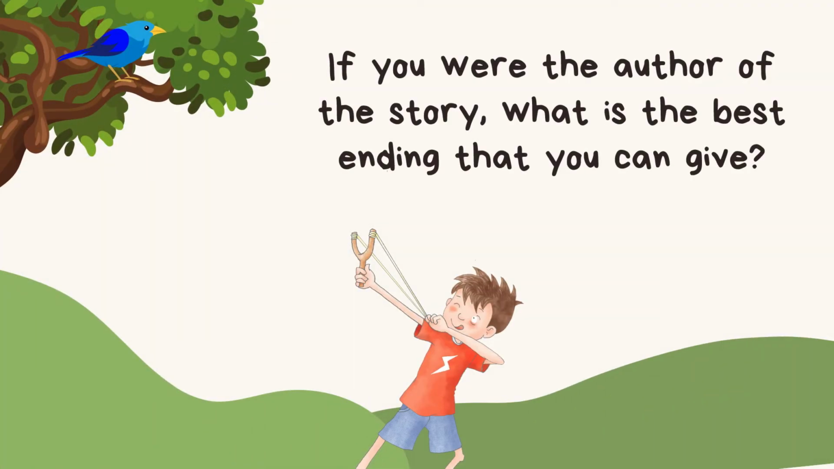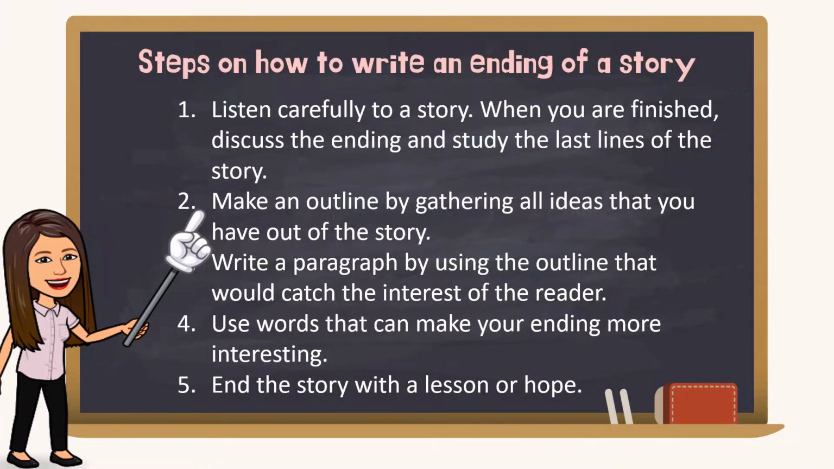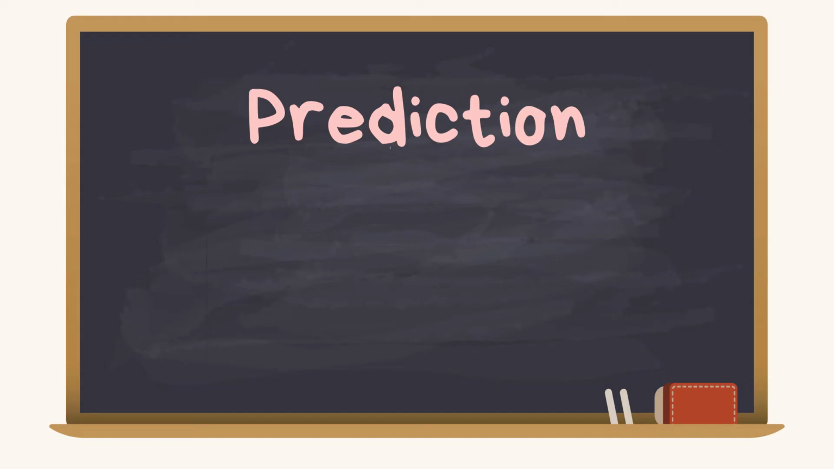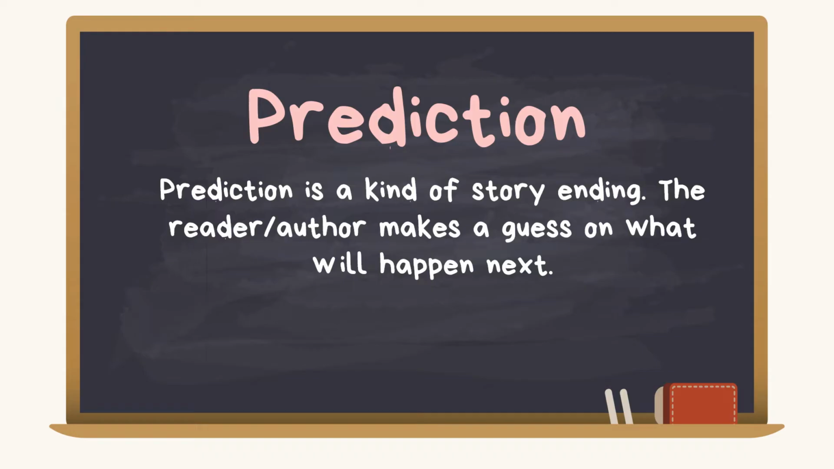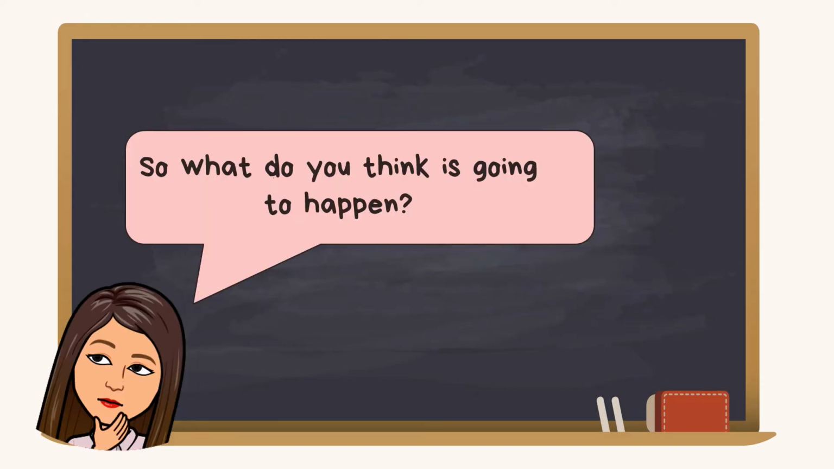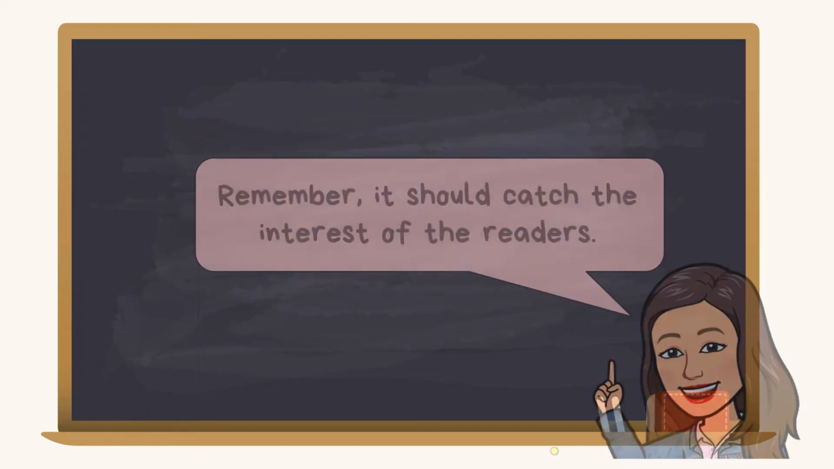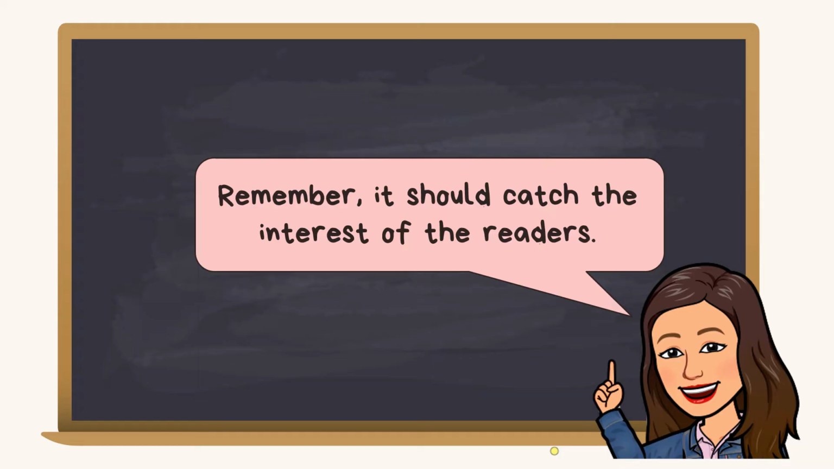If you were the author of the story, what is the best ending that you can give? Let us now apply the steps on how to make an ending of a story. From the outline in step number 2, we can come up with our prediction. Prediction is a kind of story ending. The reader or the author makes a guess on what will happen next. So what do you think is going to happen? Remember, it should catch the interest of the readers.